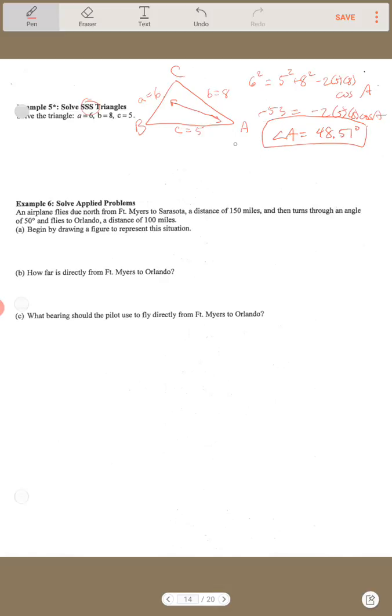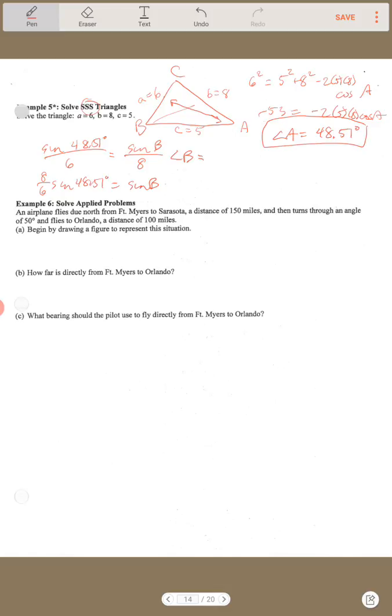Okay, so now that angle A is 48.51 degrees, we can now use our law of sines to find the other two angles. So let's go ahead and find angle, let's go with B. So sine of 48.51 degrees over 6 is equal to sine of B over 8, since B is related to the value of 8. Okay, so if we just have 8 over 6 times sine 48.51, we can set that equal to sine B and then solve for angle B.